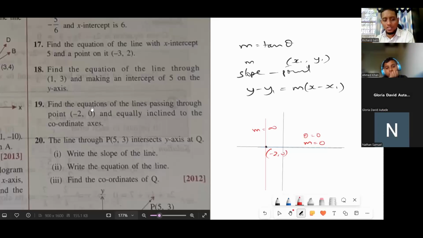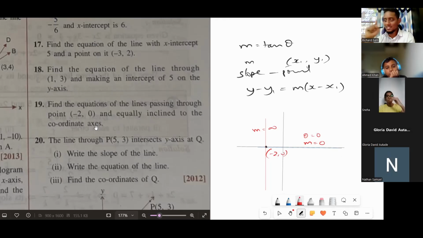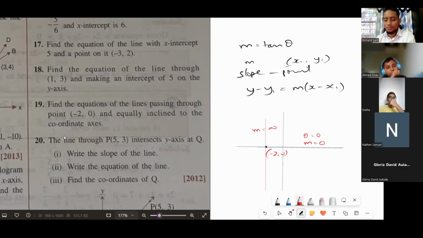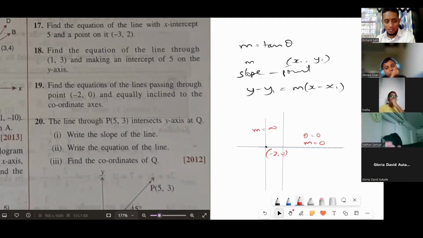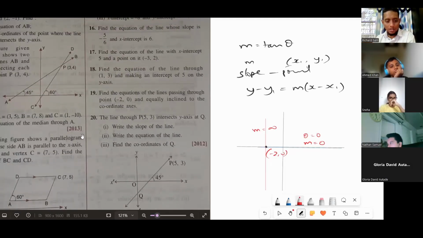Is everyone clear on this? So here, what's the meaning of the words coordinate axis? X and Y axis. The x-axis is called a coordinate axis. Axes is the plural of axis. Axis is singular, axes is plural. So coordinate axes means both the x-axis and the y-axis. Is that clear? Any other doubt from this exercise?